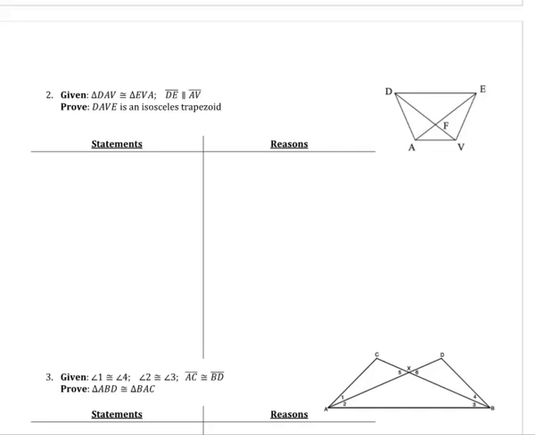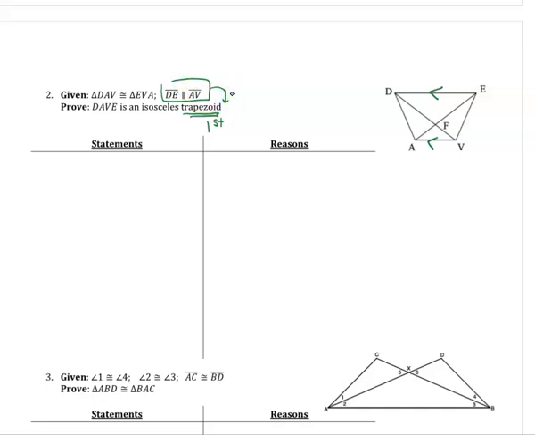All right, moving on to proof number 2. I'm giving you that triangle DAV is congruent to triangle EVA, and DE is parallel to AV. I want to prove that DAVE is an isosceles trapezoid. Now, anytime you're proving an isosceles trapezoid, you need to make sure you do trapezoid first. Now, here's the good news. Just solely based on the givens, I know that this is a trapezoid because it has at least one pair of opposite sides parallel. So this right here is going to help me with that.